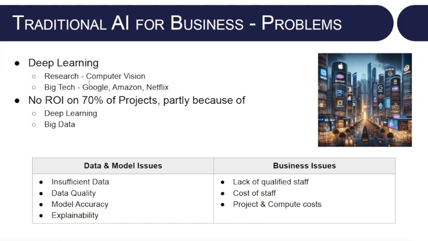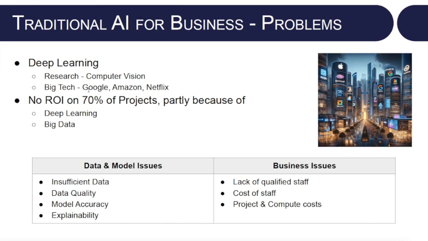So what is the problem? If you look at the industry, 70% of the traditional AI or supervised learning, machine learning projects are failing. Why is that? That's because when these projects were executed, research had made a lot of progress in the area of computer vision. And it was only possible through deep learning techniques.